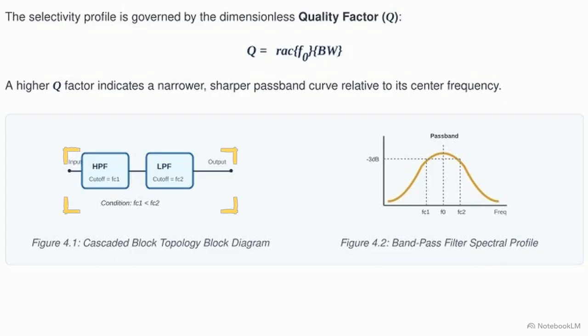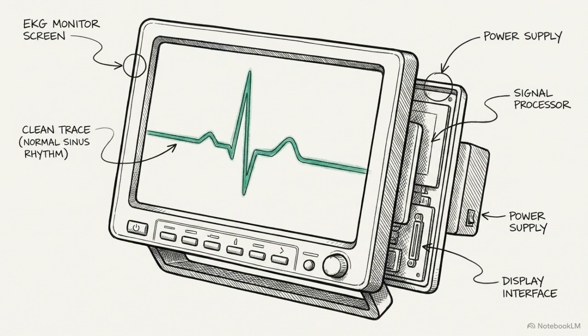This diagram shows a band-pass filter. We construct a cascaded layout by feeding the output of a high-pass stage directly into a low-pass stage. This requires a strict condition. The cutoff frequency of the high-pass first stage must be lower than the second low-pass section. This creates a targeted frequency window that is highly useful in medical equipment.